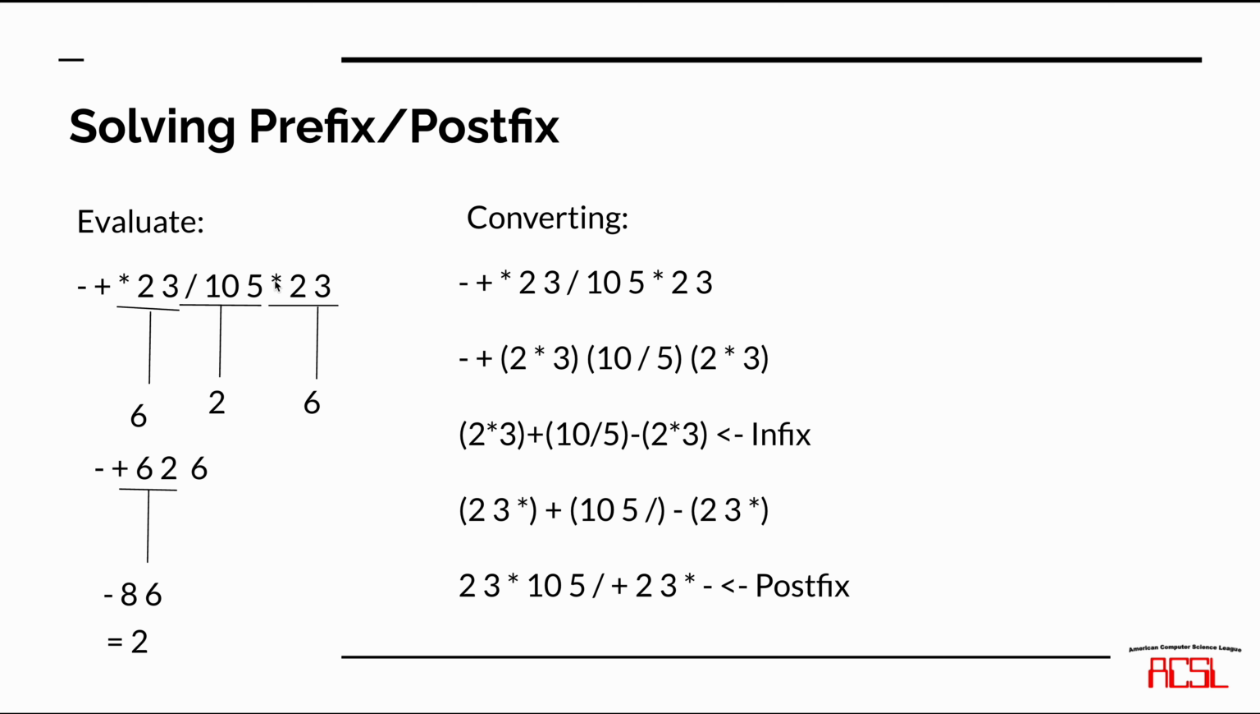Next, we have 2 3 times again, so that turns into a 6. So this becomes our new expression: minus, plus, 6, 2, and 6. Now, our next expression that we can simplify is plus 6 and 2, because that's the operator we have to the left of 2 digits immediately. So we're going to be adding 6 and 2, and you get 8. Then we have minus 8, 6. That's how we know it's going to be 8 minus 6. So our final result here is 2.